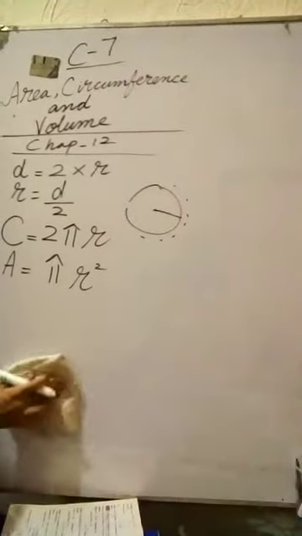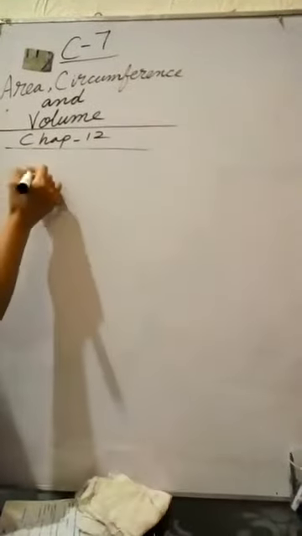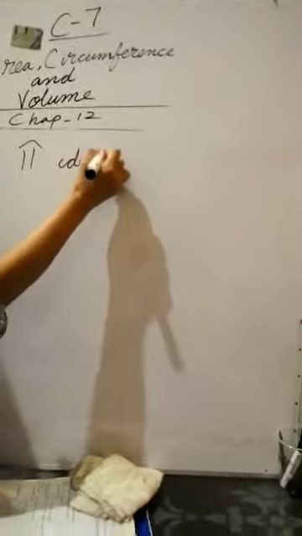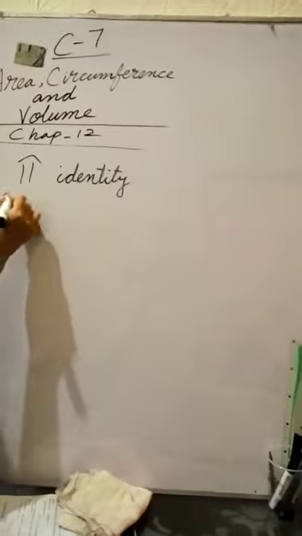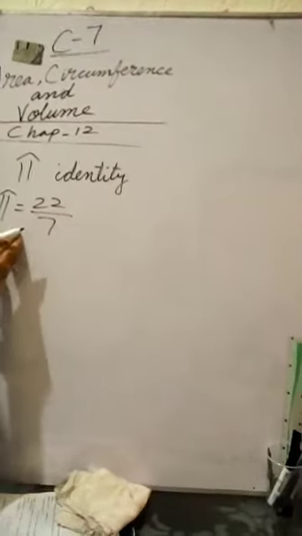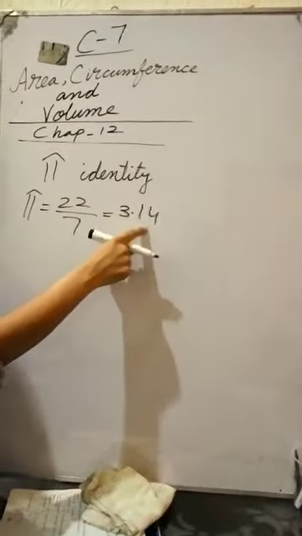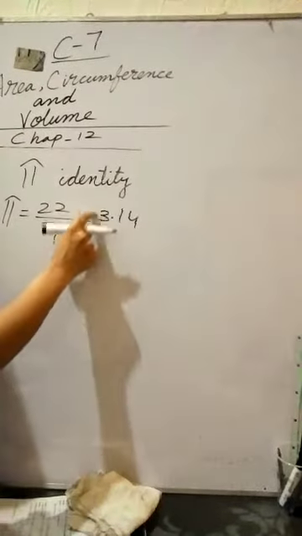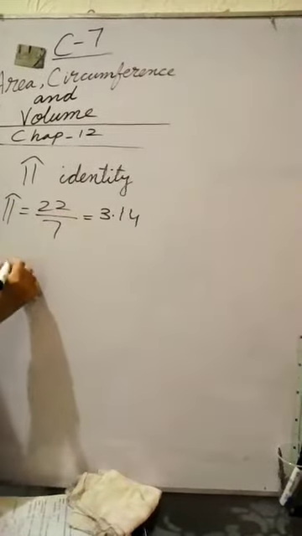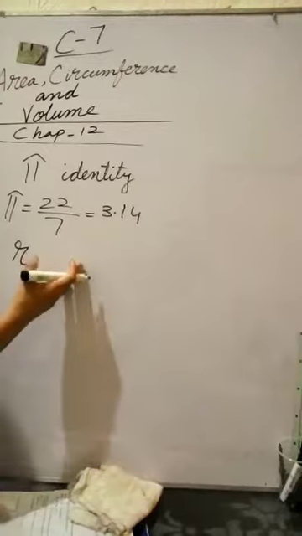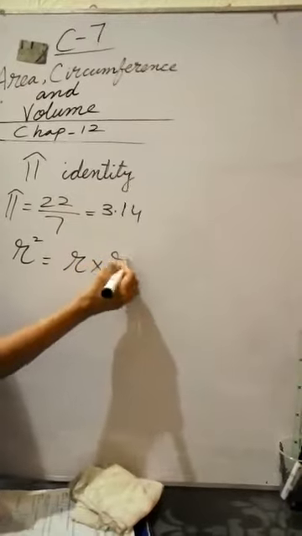Now I am telling you about pi and the radius. Pi is a geometrical identity and it is used in geometry. Its value is 22/7, which will not change. This is the fractional value, and the decimal value is 3.14, which is non-terminating, but we always use 3.14. We can use either the fractional value or the decimal value. Radius means the distance from the center to the edge of the circle, and r square means multiplying the radius 2 times.